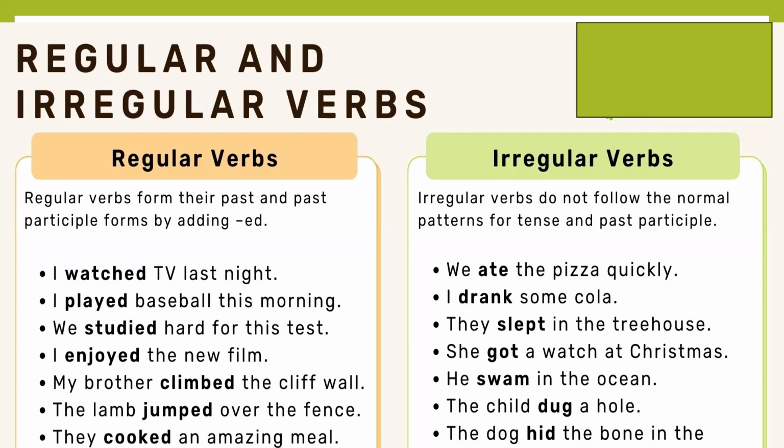So in all these examples, it is the past form of regular verbs, which end by adding ed to the verb's first form. So the V2 form of regular verbs is the past form, which ends by adding ed. These are regular verbs. Now let's move on to irregular verbs.